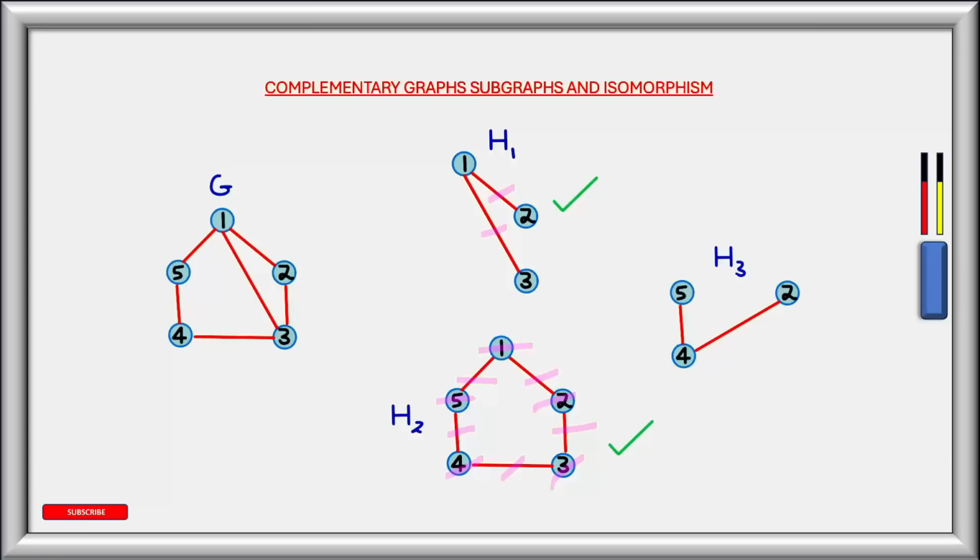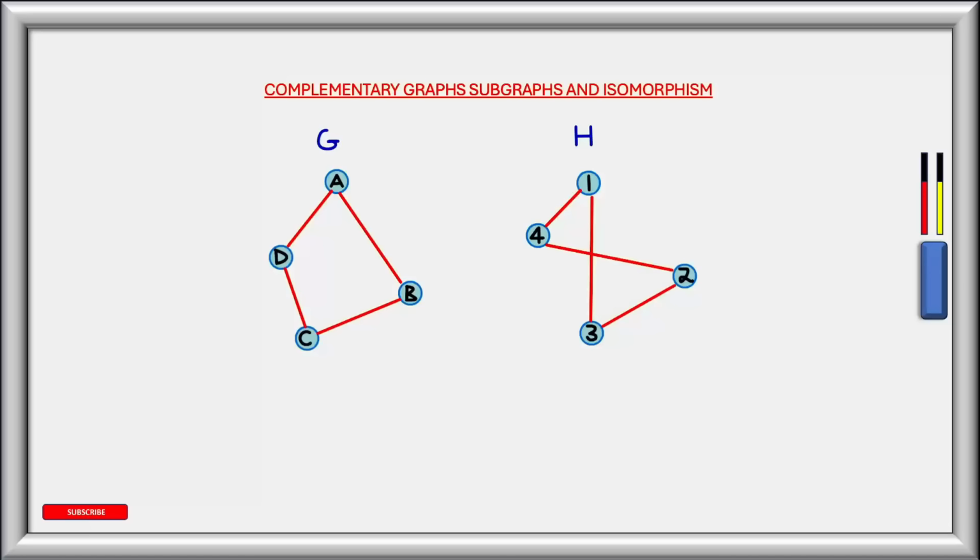And moving on to graph H3, we have vertices 2, 4, and 5, and these all exist in graph G. And we have the edge from 4 to 5, which exists in graph G, and an edge from 2 to 4. Now, if you look at graph G, this edge does not exist. And so H3 is not a subgraph of graph G.